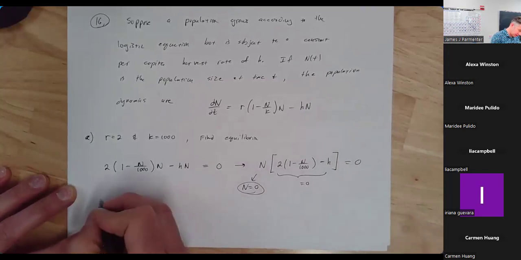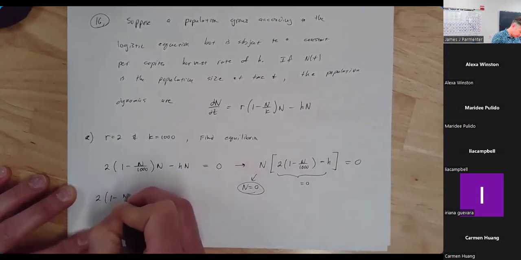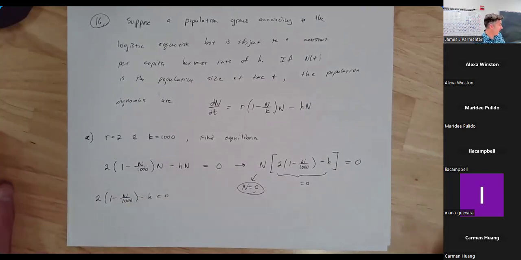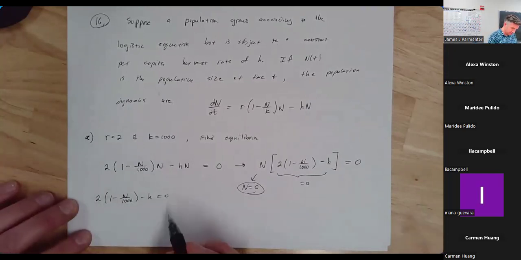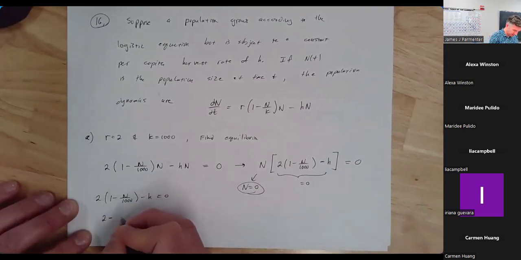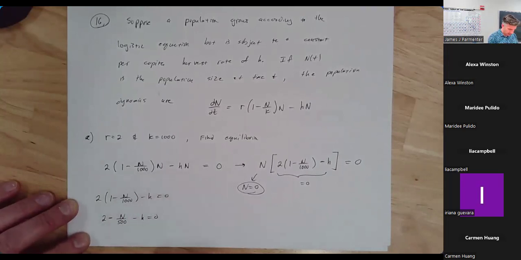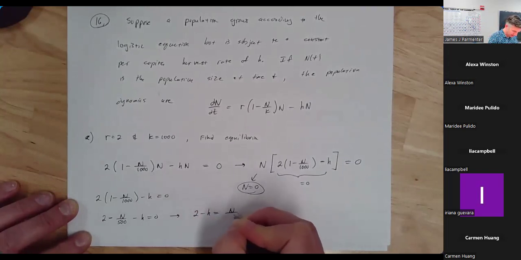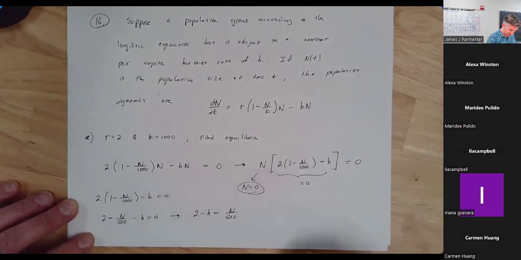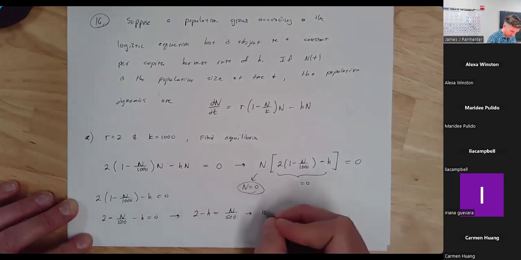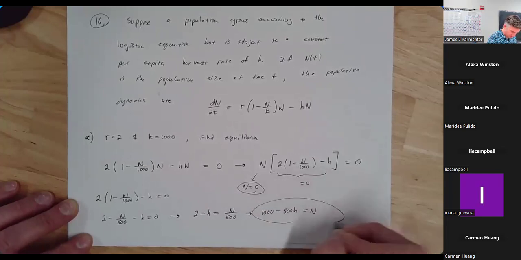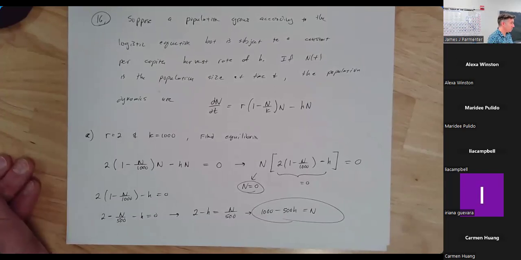So let's do the algebra. We got 2 times 1 minus n over 1,000 minus h equal to 0. And I'm trying to solve for n. I'm going to distribute the 2. You get 2 minus 2n over 1,000, which is n over 500, minus h equal to 0. I'm going to isolate the n over 500. You get 2 minus h equals n over 500. And then multiply both sides by 500 to get 500 times 2 minus 500h equal to n. There's my other equilibrium.